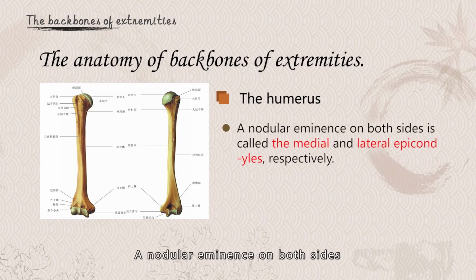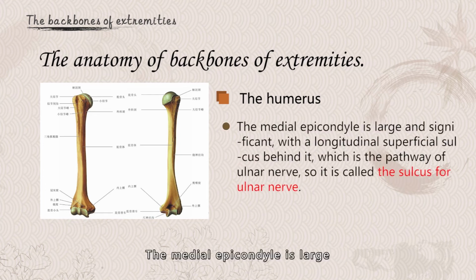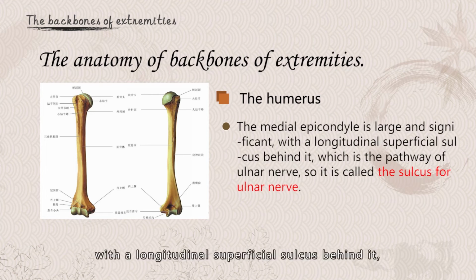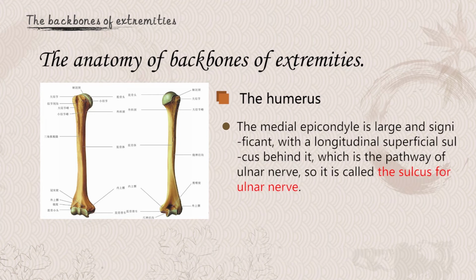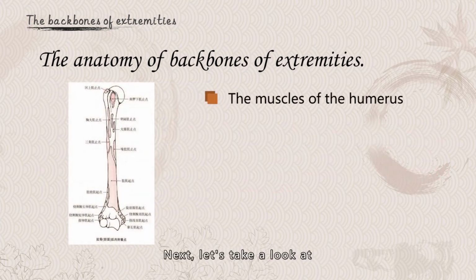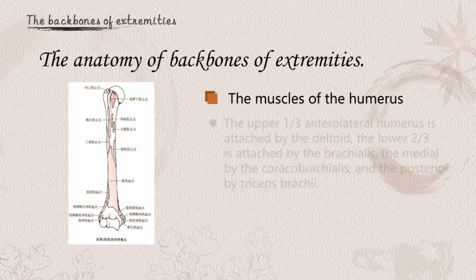A nodular eminence on both sides is called the medial and lateral epicondyles, respectively. The medial condyle is large and significant, with a longitudinal superficial sulcus behind it, which is the pathway of ulnar nerve, so it is called the sulcus for ulnar nerve. Next, let's take a look at the muscles of the humerus.